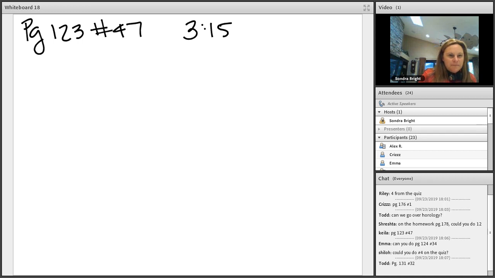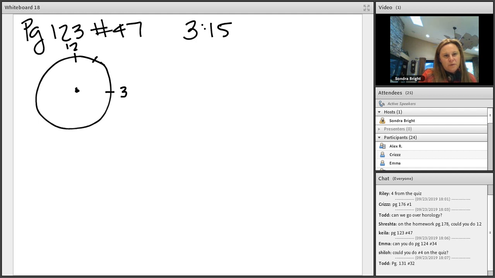Okay, so you got this clock, and here's 3 and 12, and here's the center, and 1 and 2, and 4 would be there. Okay, so at 3:15, your minute hand, the long one, is pointing directly at the 3, but then the hour hand has moved just a little bit away from the 3. And this one's actually one of the easier ones to do.